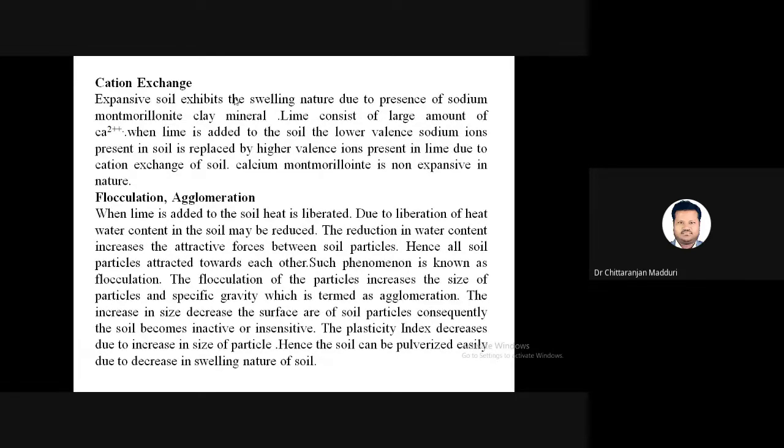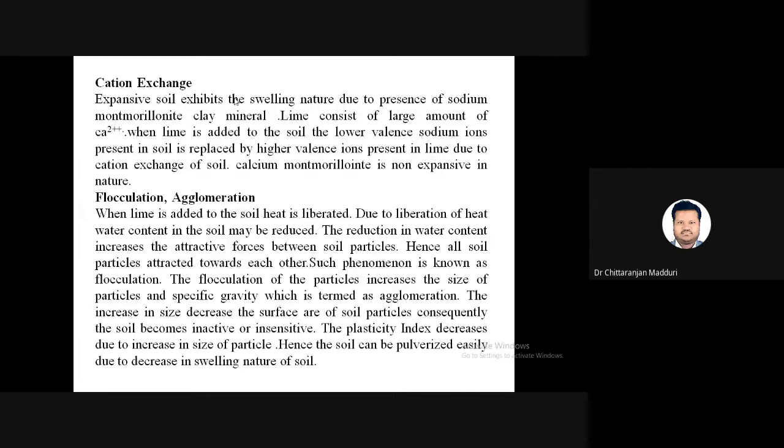Next, the cation exchange. This is very important in the case of lime stabilization. Expansive soil exhibits the swelling nature due to the presence of sodium montmorillonite clay mineral, which is highly expansive in nature. Lime consists of a large amount of calcium, Ca2+. When lime is added to the soil, the lower valence sodium ions present in the soil are replaced by higher valence ions present in the lime. So the sodium montmorillonite is replaced with calcium present in the lime.